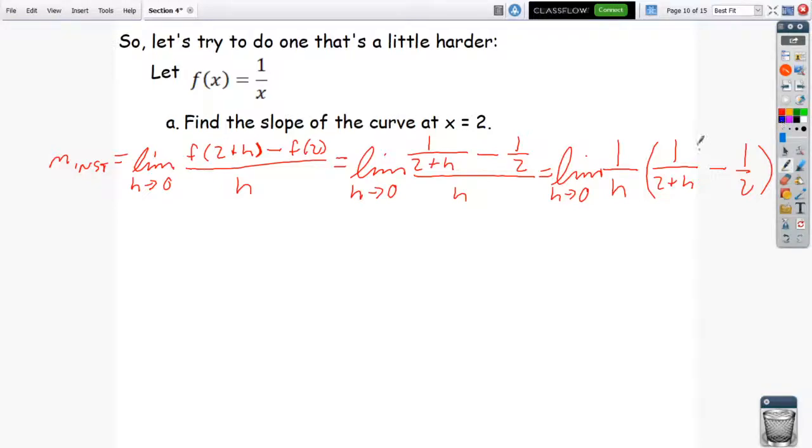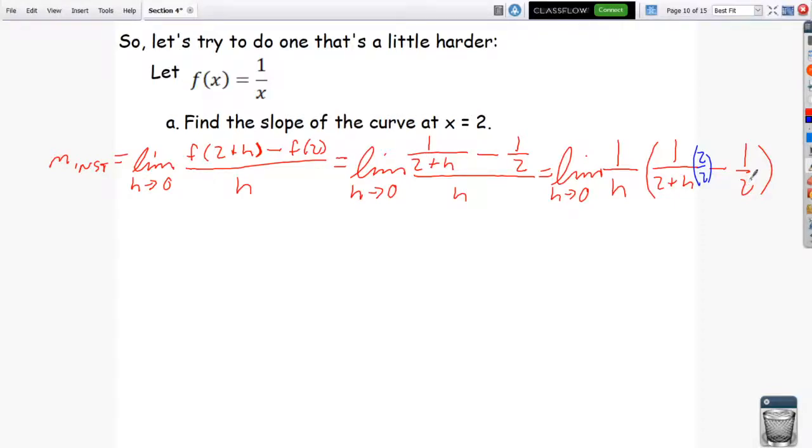And to get common denominators, I use the old standby trick of multiply this one by this denominator over itself, and multiply this one by this denominator over itself. Again, as long as we multiply by the same thing on the top and bottom, we're not changing any quantities, so I'm not doing anything illegal.